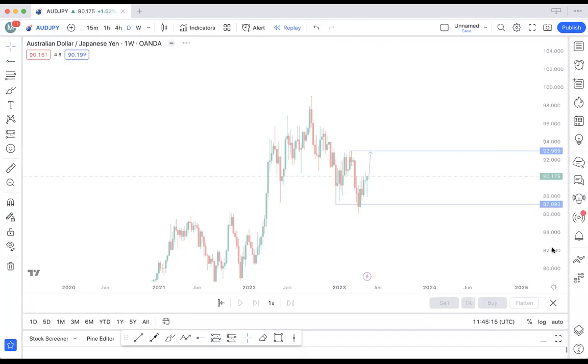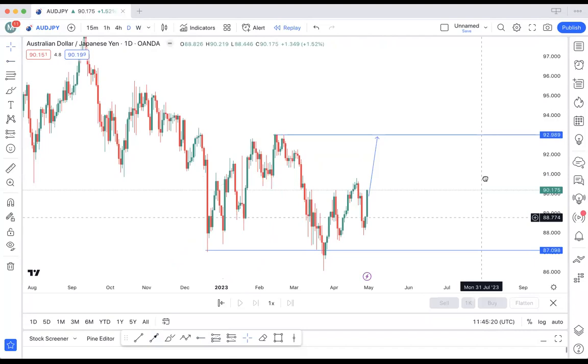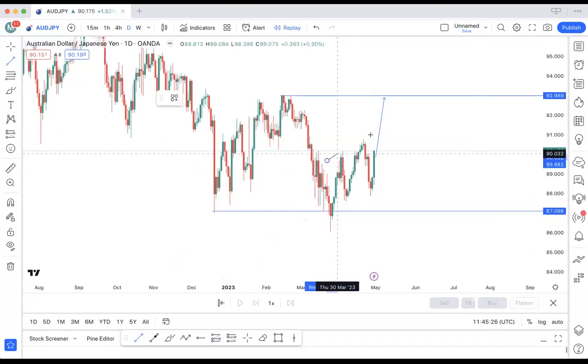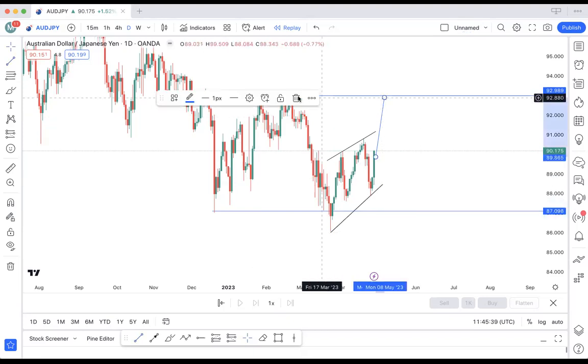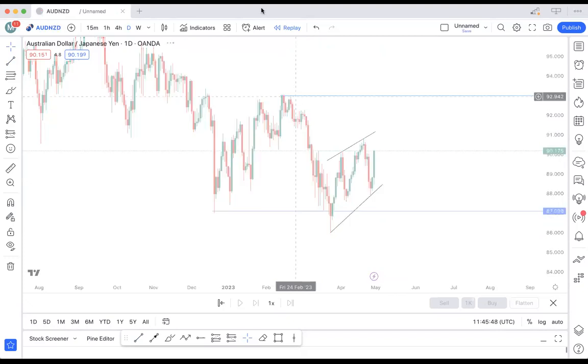And now as we jump onto our daily, let us see how our daily structure is looking. The daily structure is giving me more of a continuation pattern to the downside. As you can see, this is that impulsive move, and this is that overall corrective structure. So because of this reason, we'll be staying away from this pair because it's giving us a pattern which has a high probability of dropping to the downside. So it's going with the trend. So we just have to skip this pair.